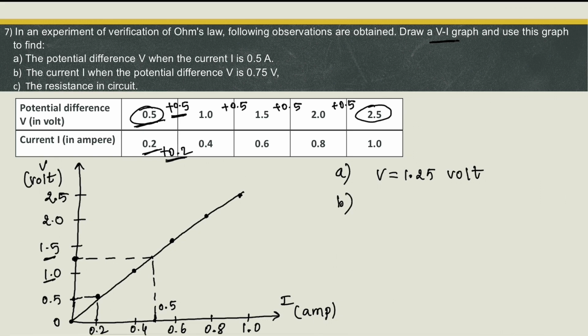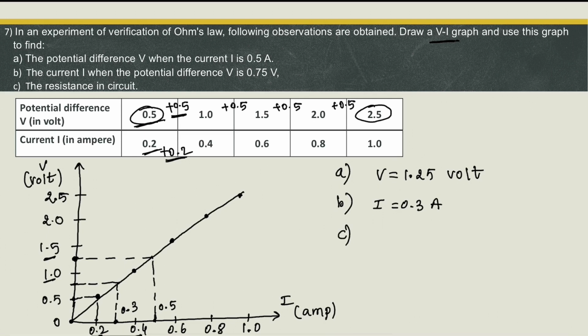Next, current when the potential difference is 0.75 volt. So find out where 0.75 will be on y-axis. That's right, between 0.5 and 1, 0.75. So when I draw a horizontal line and find corresponding current, that is the midpoint of 0.2 and 0.4, which must be 0.3. So the answer for B is 0.3 ampere.